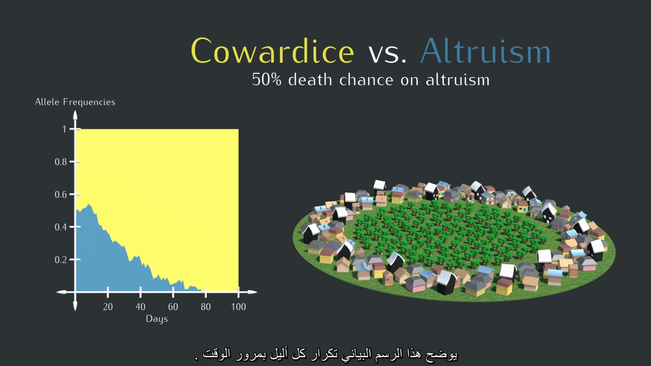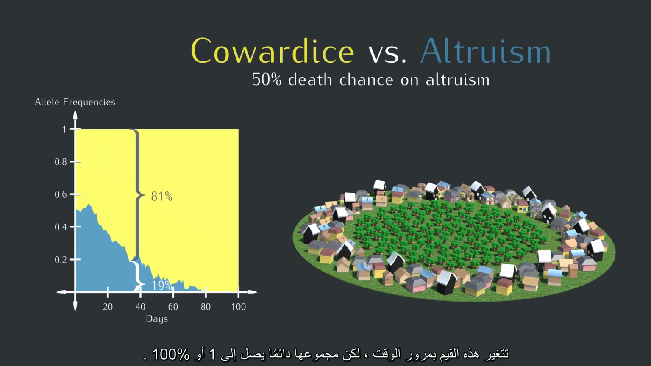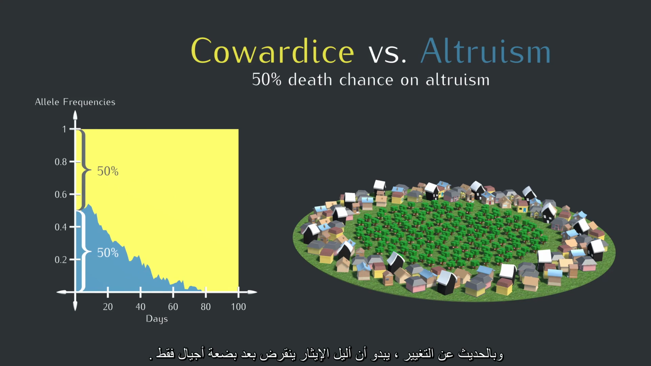This graph shows the frequency of each allele over time. At the beginning, half the alleles are the blue altruism kind, and stacked on top, half the alleles are the yellow cowardly kind. These values change over time, but they always add up to 1 or 100%. And speaking of the change, it looks like the altruism allele goes extinct after just a few generations.